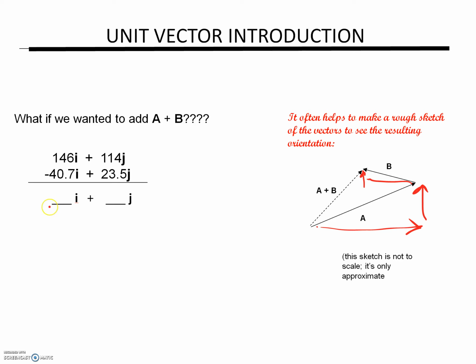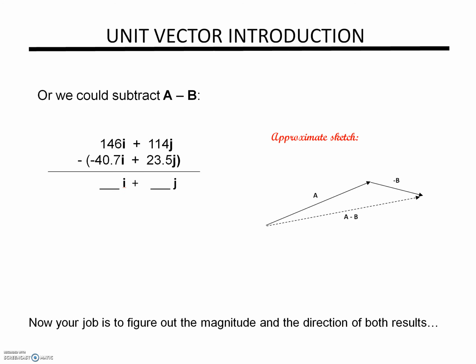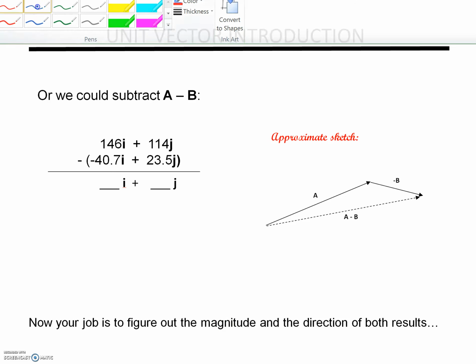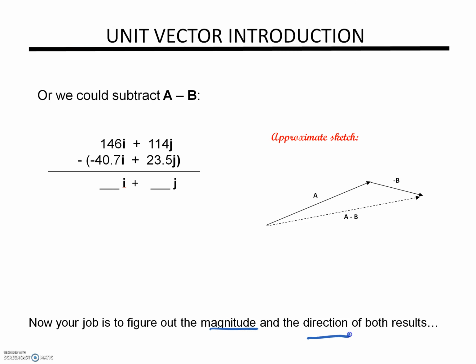We want to add A and B, so you do that, and then you'll get the result, okay? And then subtract B from A and do the same thing. And then your job is to not just find those answers, but also find out the magnitude and direction of both of those results. And I'll post solutions up a little bit later.